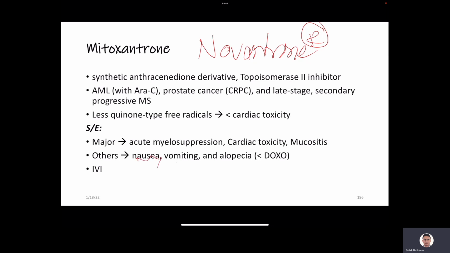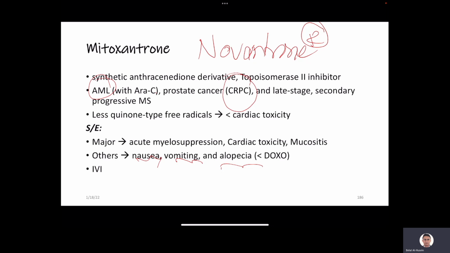It has less potential to cause cardiac toxicity compared to anthracyclines. It also causes nausea, vomiting, and alopecia, and could be combined with other agents for management of AML, or combined with other agents for management of castration-resistant prostate cancer, which is prostate cancer that is resistant to androgen ablation, whether it is pharmacologic, like using gonadotropin-releasing hormone agonists for long periods of time, or implants, or surgical castration, which is removal of the testes.